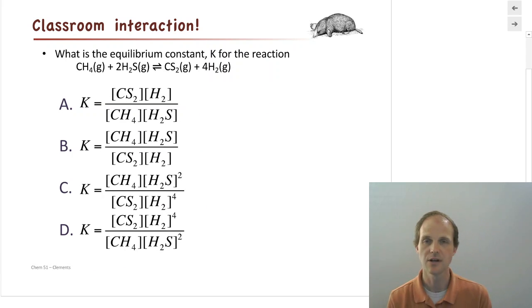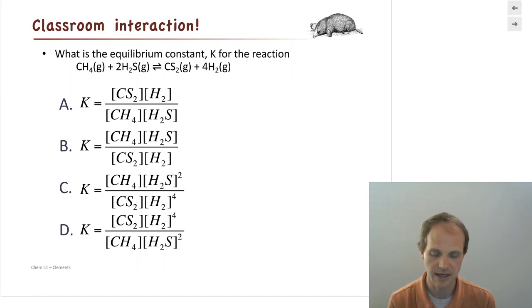All right, this is your turn. What is the equilibrium constant K for the reaction methane plus hydrogen sulfide makes CS2 and H2 gas? Go. Okay, what did you come up with?